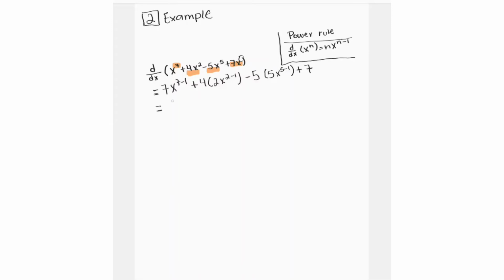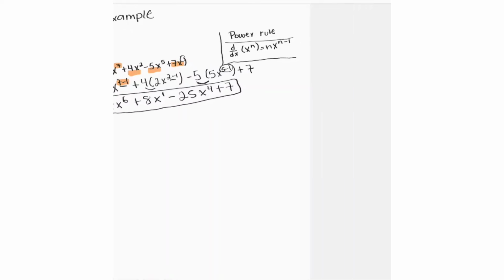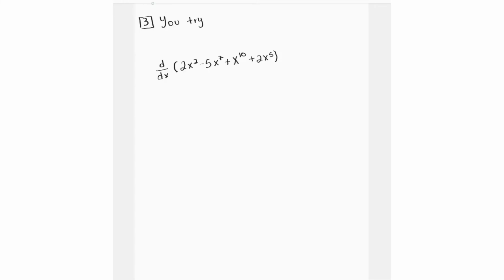So this is going to be equal to 7x, 7 minus 1 is 6, plus 4 times 2, 8x, 2 minus 1 is 1, minus 5 times 5 is 25x to the power of 5 minus 1, 4, plus 7. And this is going to be the answer. Now you can try it by yourself in box number 3.